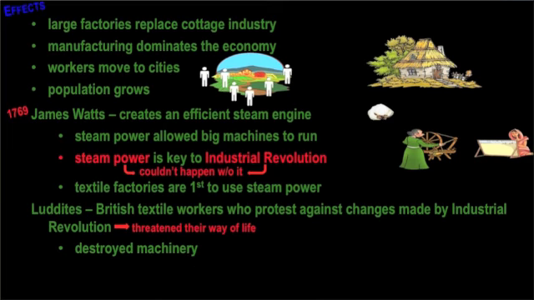So from the late 18th to the early 20th century, the world industrialized and underwent four dramatic changes that would have a profound effect on socioeconomic and cultural conditions around the world. The first of these is that large factories replaced the cottage industry.